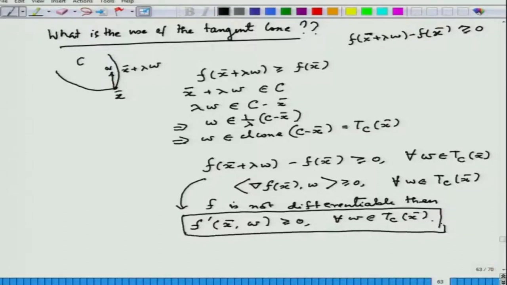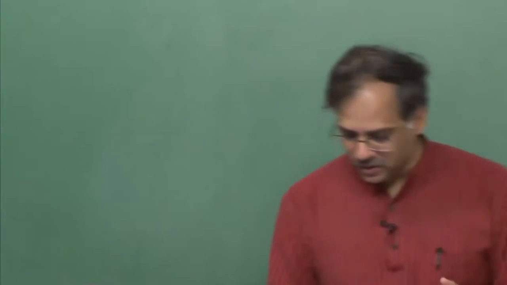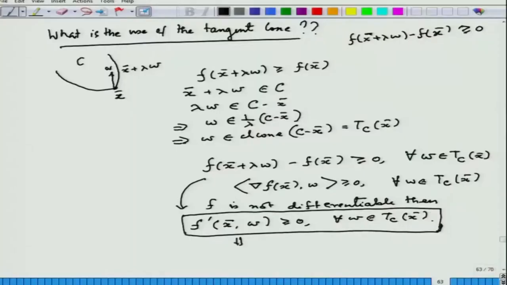So, here you see how the tangent cone is playing a role. Then what is its link with the normal cone? So, are we having two different optimality conditions? Can we move from one of these to the other? Can I come from here to this condition?